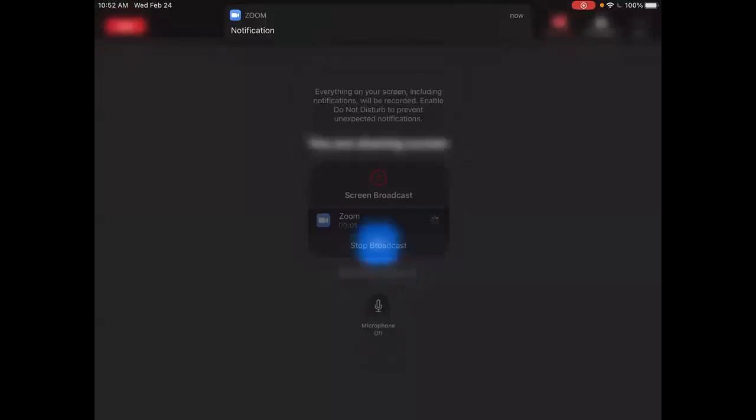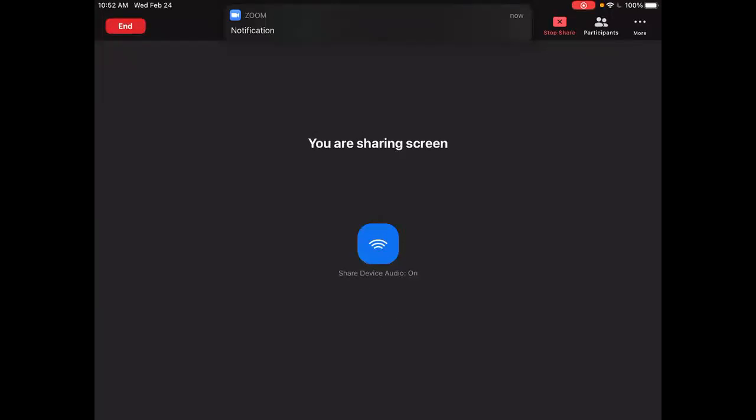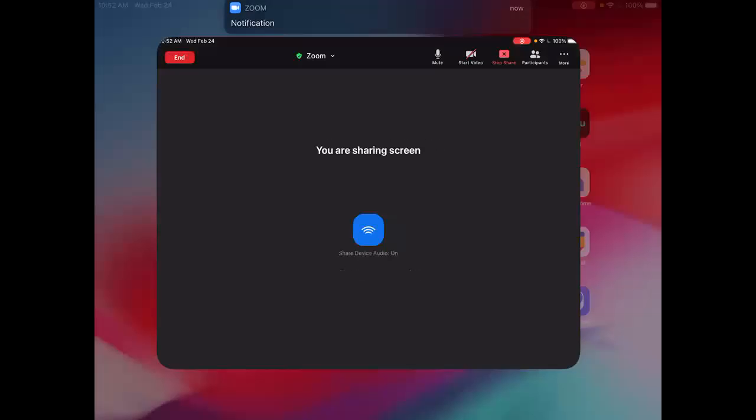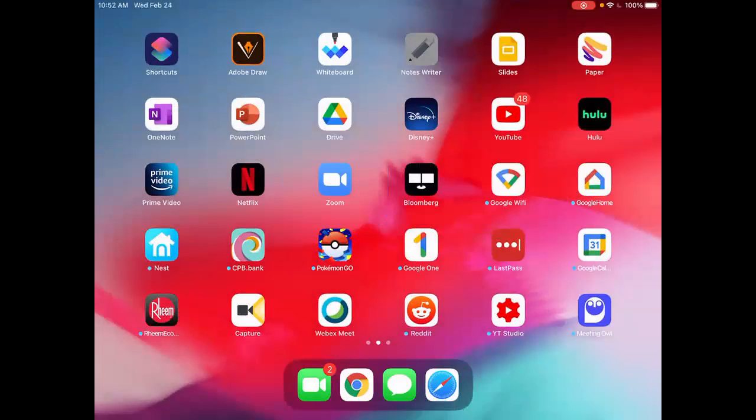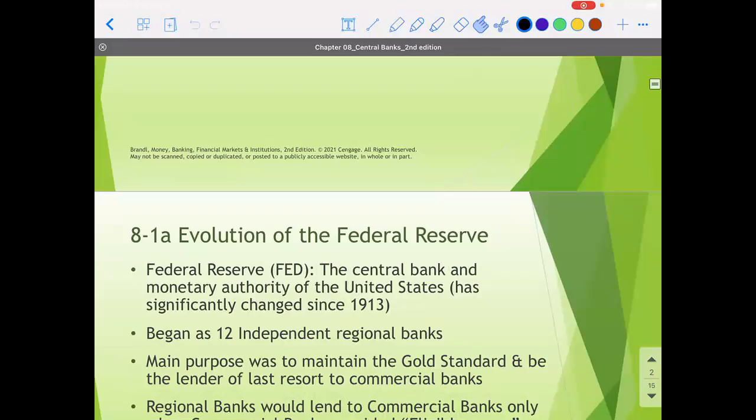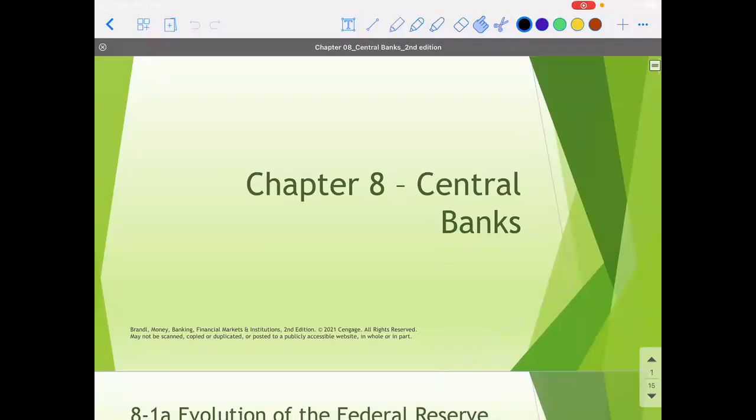In this lecture, we're going to talk about central banks. Now, if we're talking about the central bank in the United States, the Federal Reserve, it's existed since 1913. And the central bank, the Federal Reserve that we have, is actually the third attempt, I think, to create a central bank in the United States.